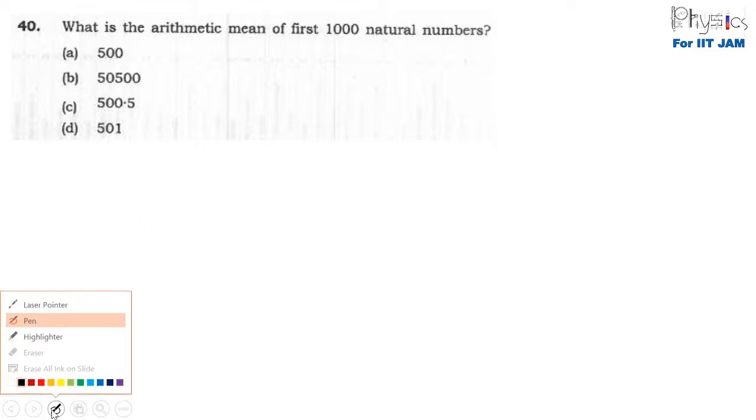So the formula for calculating arithmetic mean of first n natural numbers, what is it? First of all, what is the sum of first n natural numbers? Yeah, Shaguto.